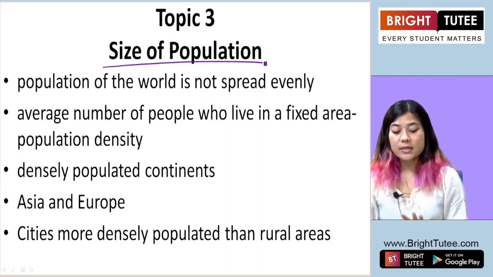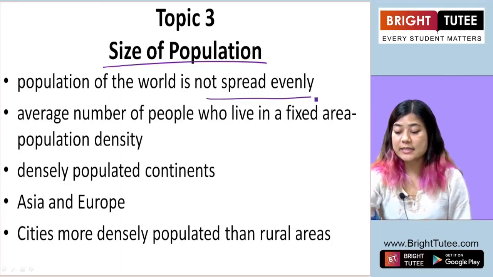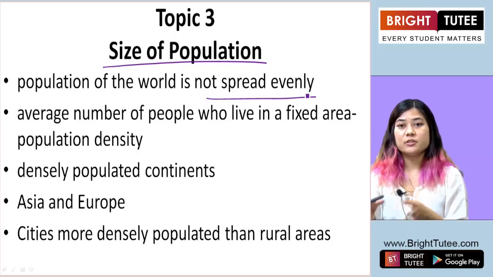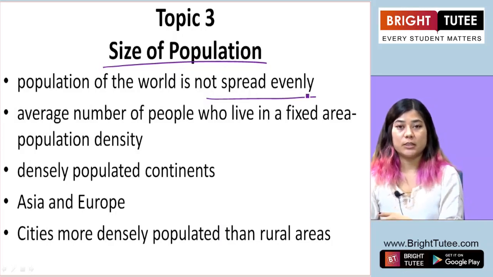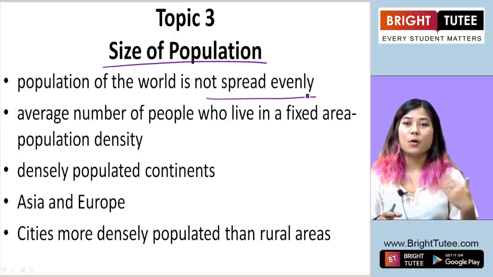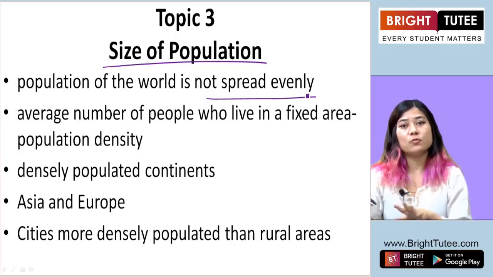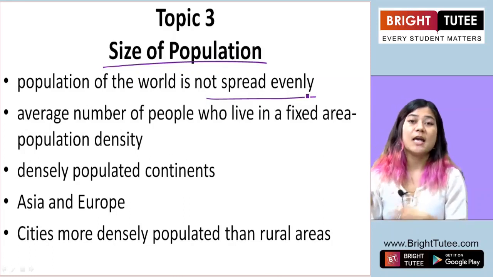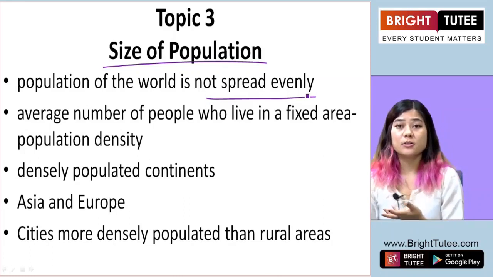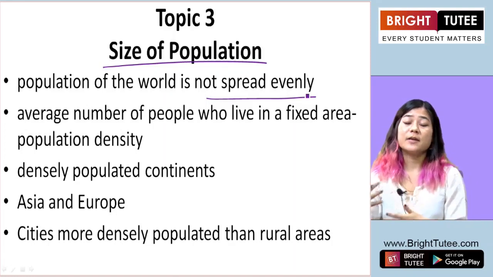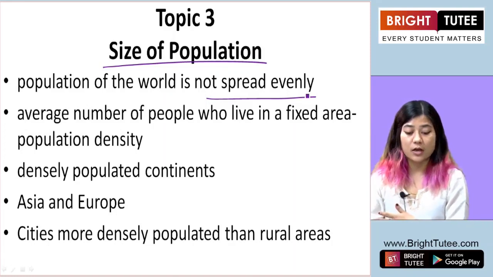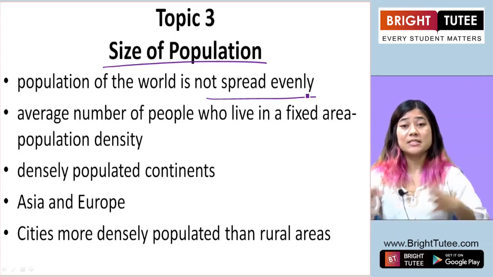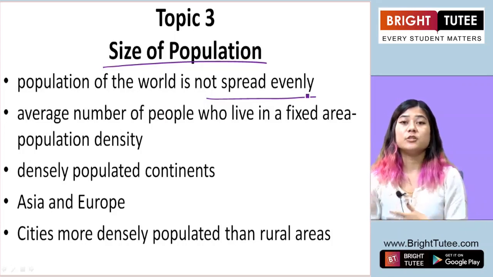Now population in the world, they are not spread evenly. They are not equally spread. Okay, all countries do not have an equal kind of population. Some countries will have a population which is very small compared to what India has. India's population is extremely large. China's population is extremely large. But if you look at Australia, then it may be very small compared to India and China. So what we are trying to understand here is how population size also differs from country to country.